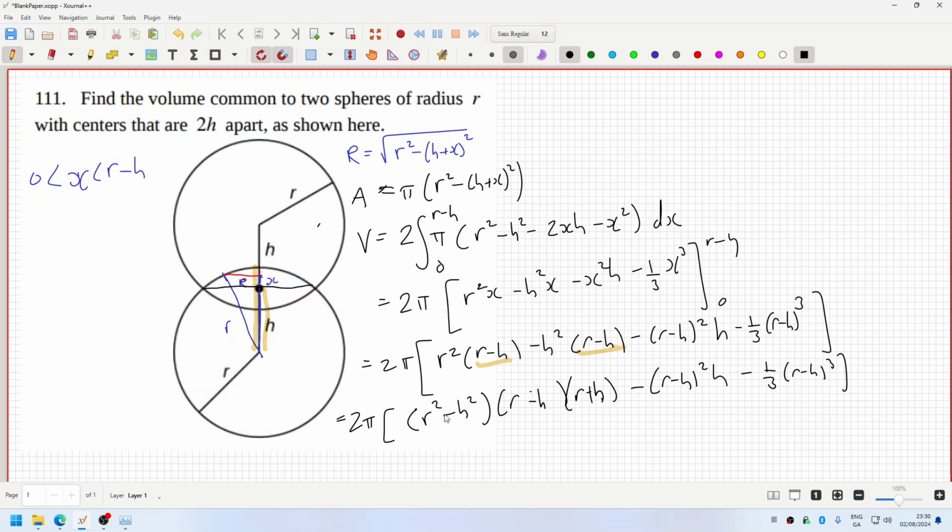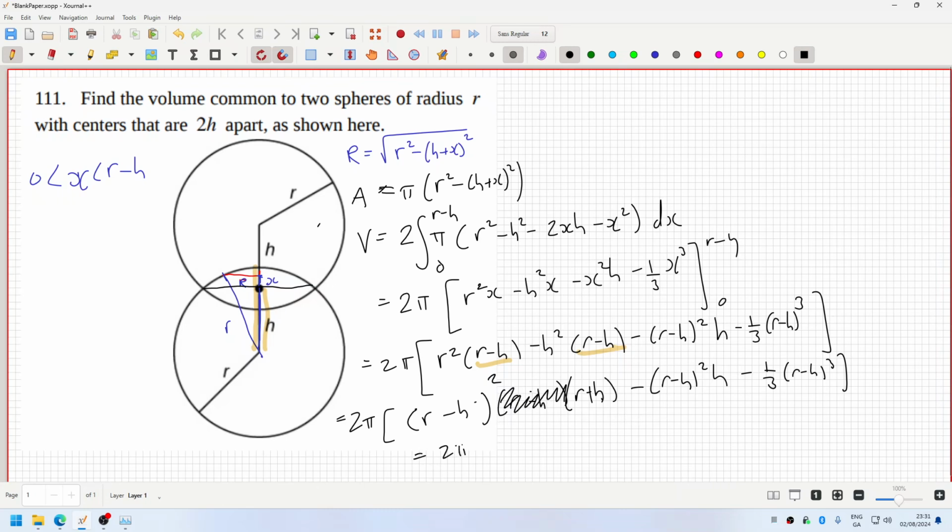r squared minus h squared times, sorry, I messed that one up. r minus h, r minus h, r minus h. Then r squared minus h squared is r plus h times r minus h. There we go. So that actually makes a square there, if I get rid of that. So that has a square and that has a square in it.